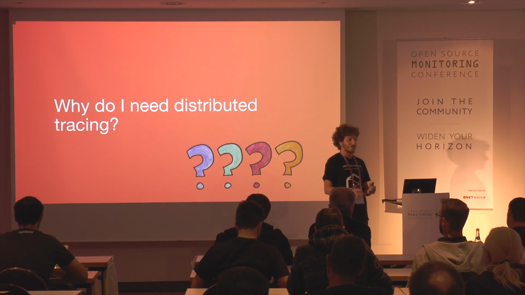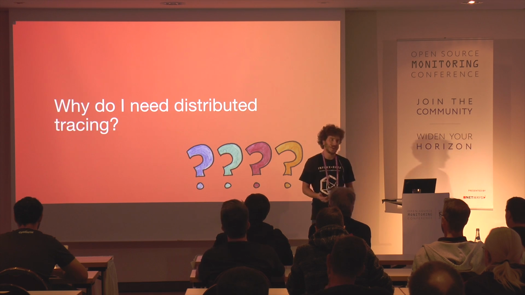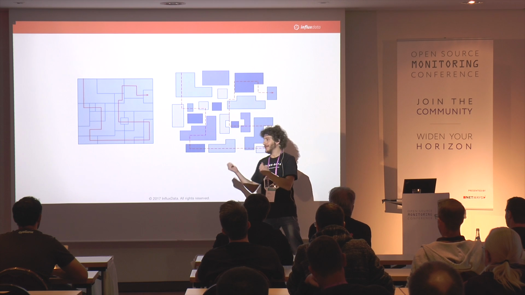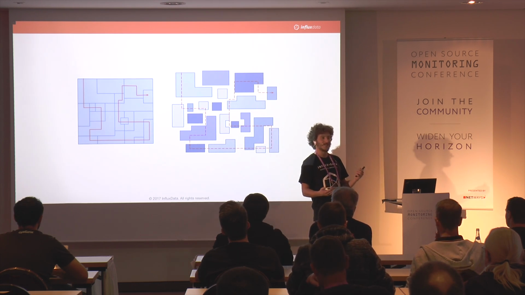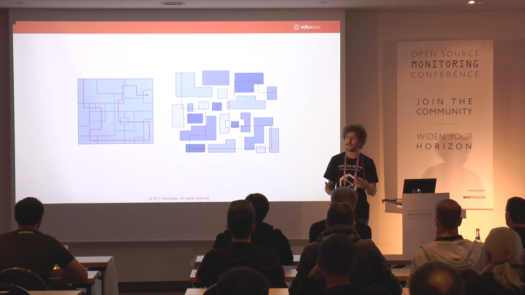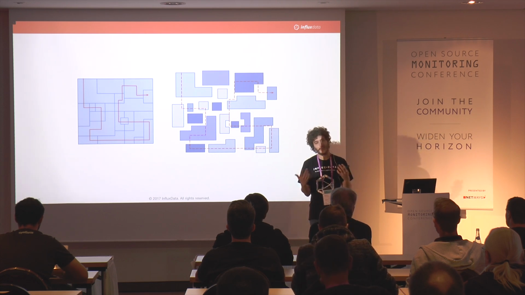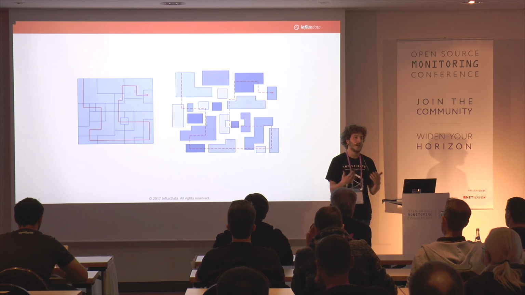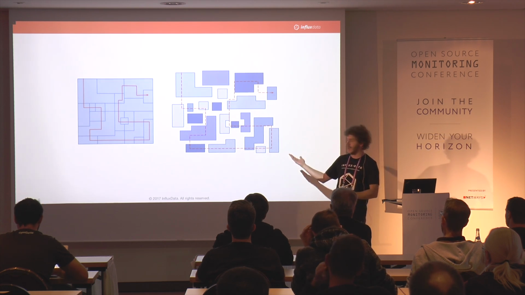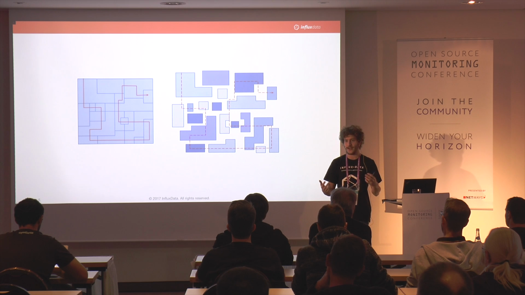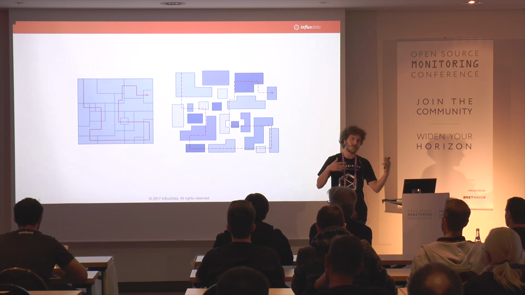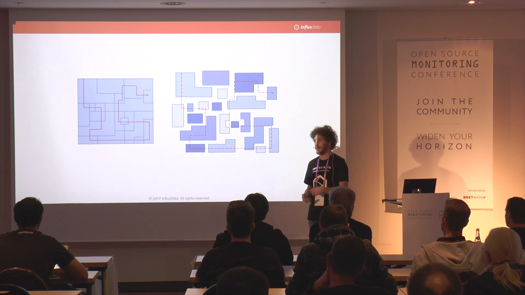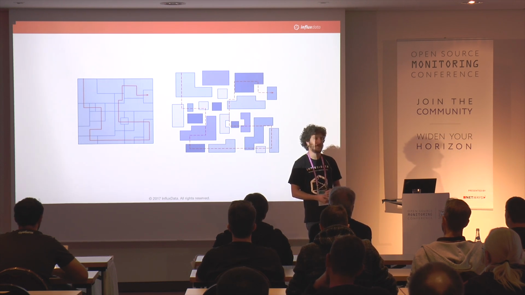So the first question: why do I need distributed tracing? This is a good question. Thank you for raising that. The first issue is that a few years ago, we had a monolithic application, or even if it wasn't monolithic, it was not as distributed as we have now. Now we have microservices, or in general, more requests going through our network. And we also use a lot more third-party services.